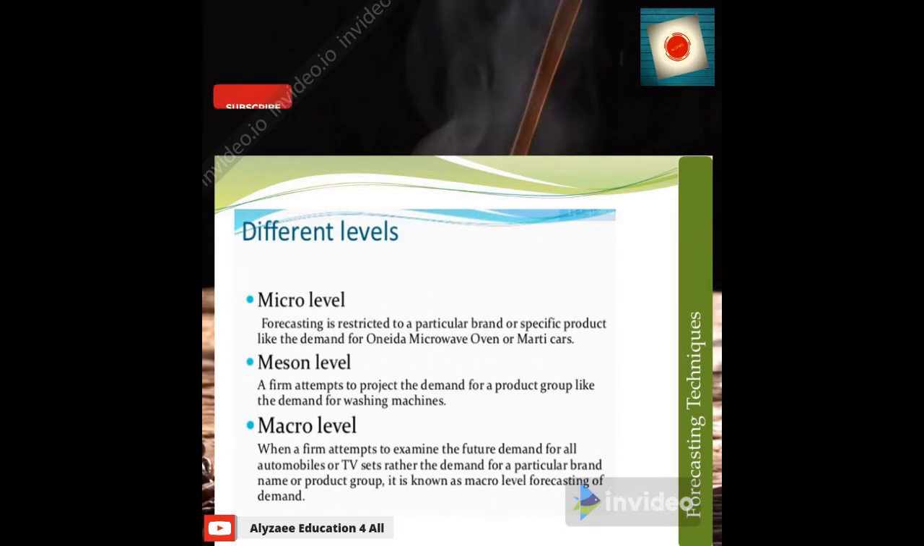In micro level, forecasting is restricted to a particular brand or a specific product, like the demand for, let's say, Dawlance microwave or Toyota or Honda or Ford or Audi, so the different car brands. Then in meso level, the firm attempts to project the demand for a product group, like the demand for a washing machine or a refrigerator or an air conditioner, a specific one. In macro level, the firm attempts to examine the future demand for all automobiles or TV sets, rather than the demand for a particular brand name or product group. So it is known as macro level forecasting for demand.